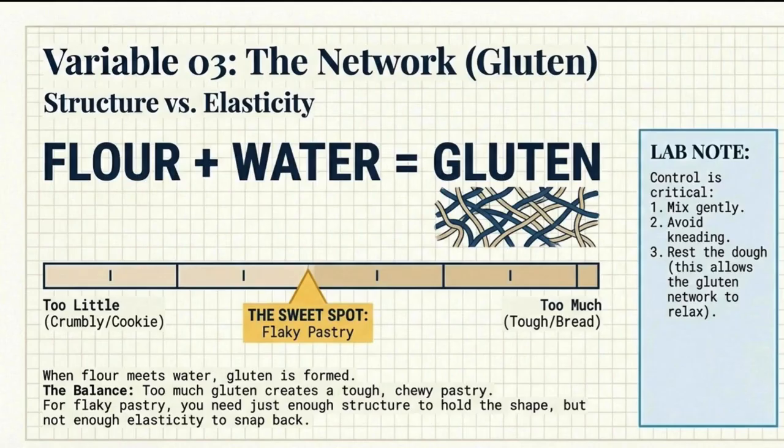When flour meets water, gluten is formed. The balance: too much gluten creates a tough, chewy pastry. For flaky pastry, you need just enough structure to hold the shape, but not enough elasticity to snap back.